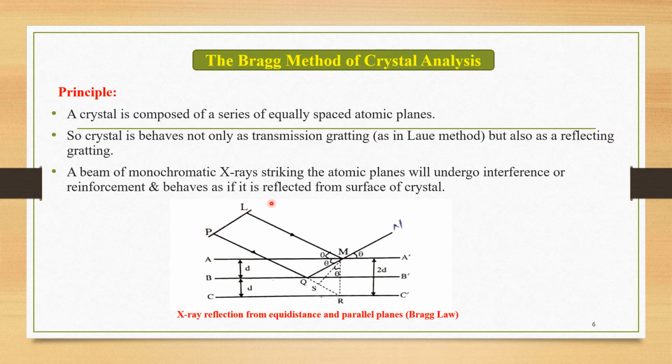Then a ray of a parallel X-ray beam strikes. After striking the surface of the first plane A dash, some of the beam gets reflected while some enters the crystal, and after that it gets reflected from point Q. If we take into consideration this type of reflection and the particular glancing angles, from this we can get an idea regarding the internal arrangement of atoms, ions or molecules in a particular crystal. So this is a brief introduction to the Bragg method of crystal structure analysis.